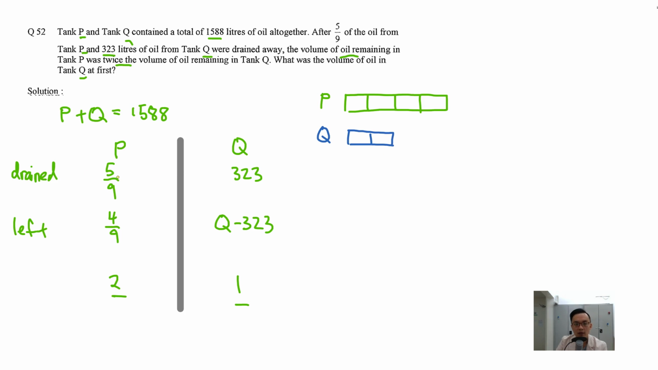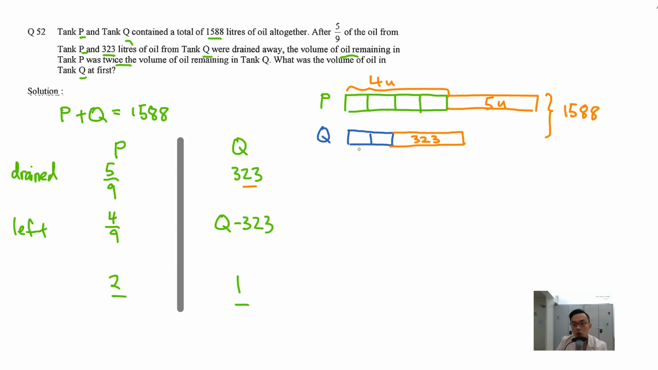And I know that I drained 5/9 away. I'm not going to draw 5 parts. So I'm just going to draw a big one and just write 5 units. And I drained 323 away. So I'm going to just draw here and write 323. And I know that the total is 1588. Okay, so this is 4 units.